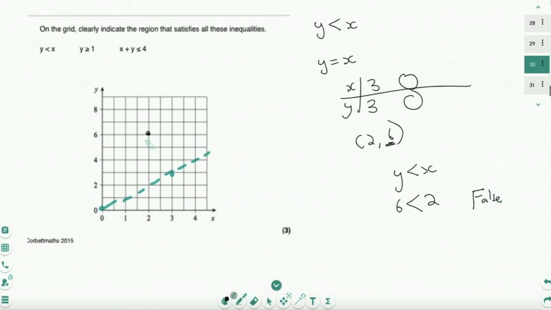Therefore, since this coordinate was false, we do not want this side. So we're going to shade this side out, and we're left with this section here.